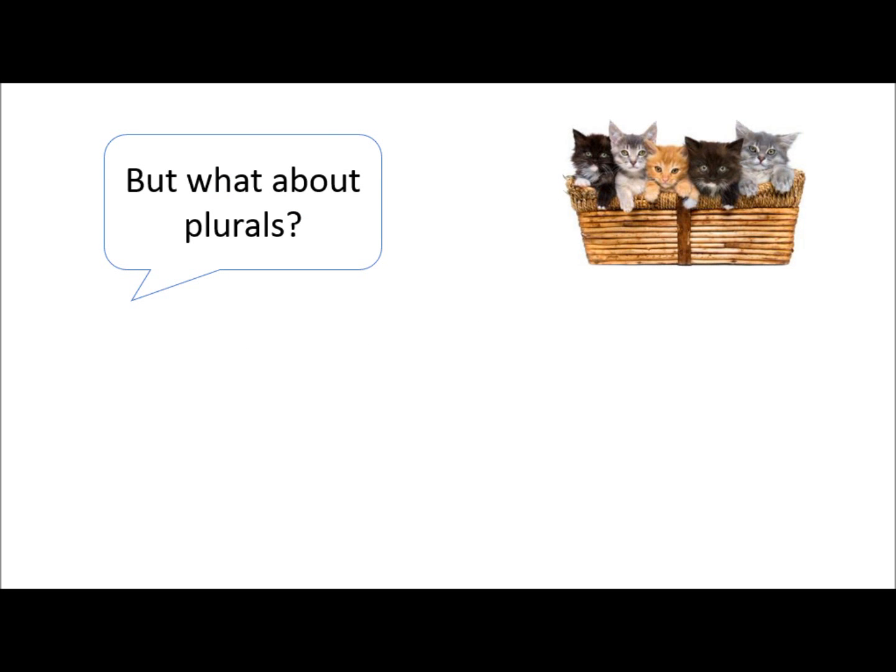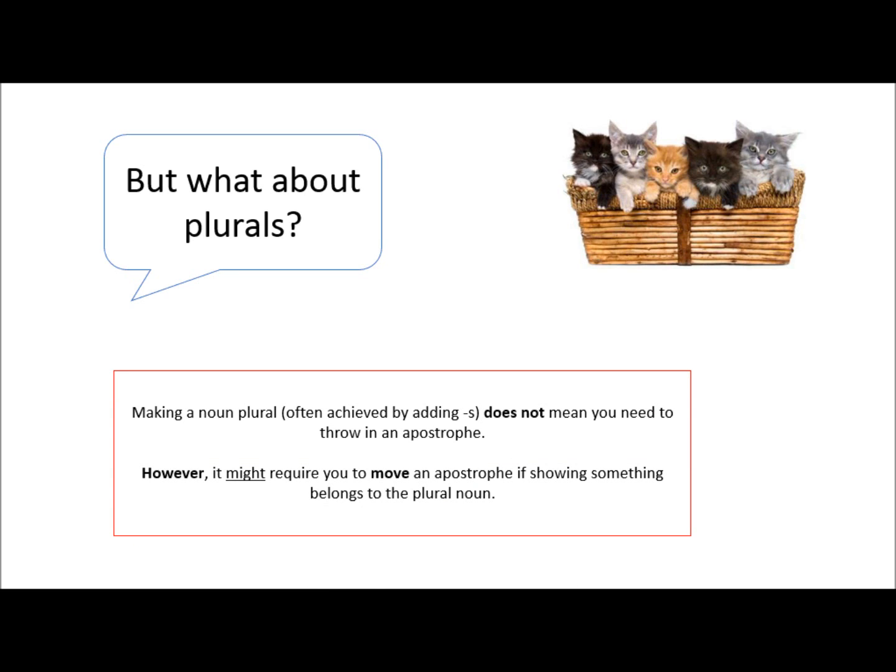But what about plurals? These are often the cause of great confusion with apostrophes. It's important to say that making a noun plural does not mean you need to throw in an apostrophe. The biggest mistake people make with apostrophes is seeing an S at the end of a word, normally because it's a plural, say cats rather than just cat, and thinking this means they have to use an apostrophe. You will only use an apostrophe in that situation if you are showing that something is belonging to the many cats. And so a plural might require you to move an apostrophe.